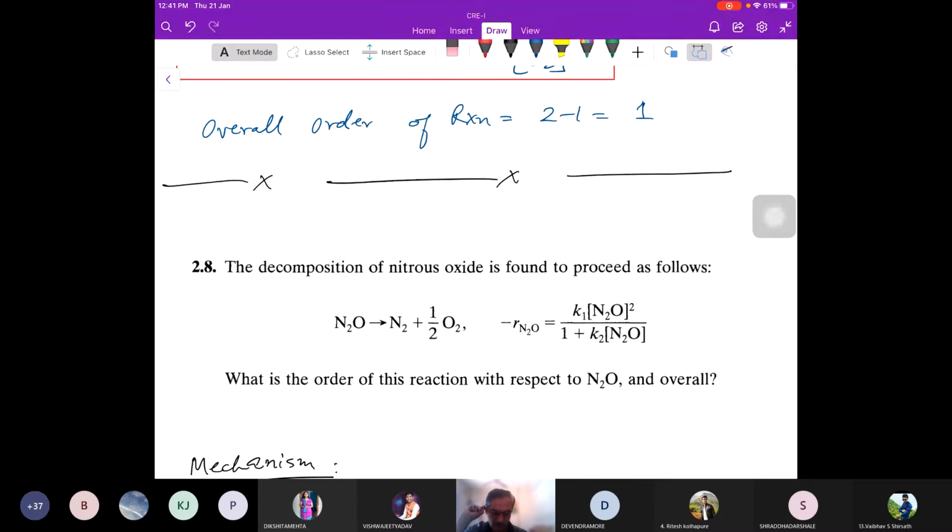क्या होगा बताया था मैंने कल. सर, depend करेगा N2O के concentration पे। हाँ, right. So if the concentration is high, क्या होगा? Then 1. If concentration is low, then 2. समझ में आया सबको? Yes sir. So essentially we are comparing the denominator में this term and this term. If the concentration is high, this term is high, you can ignore 1, so our order is 1. If the concentration is low, then this term is low, you can ignore this term and then you get order 2.